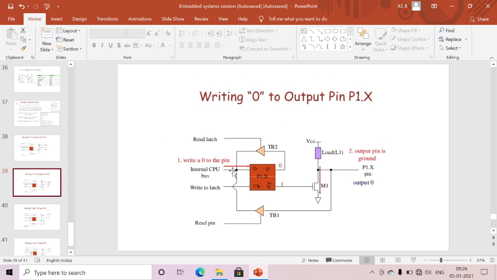Similarly, we will discuss writing 0. Here I am writing 0, so the latch is giving 1 at the complement. The 0 complement is 1, which I am giving to the switch. It will be connected to the ground. Now the switch is on, it will be connected to the ground, so I will get the output as ground. Ground means 0 volts. Here the 0 volts means the LED turns off. The pin output will be 0.